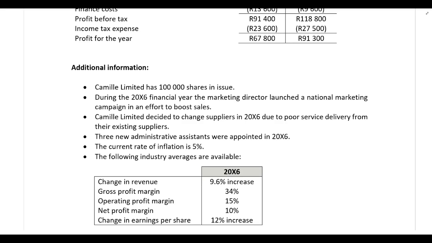During the 20x6 financial year, the marketing director launched a national marketing campaign in an effort to boost sales. So guys, this is a potential reason. If we perform our calculations and we see that there's been an increase in sales, this would be the reason for the increase in sales. Camille Limited decided to change suppliers in 20x6 due to poor service delivery from the existing suppliers. So this might also have an impact on some of our ratio calculations and could also potentially be used as a reason.